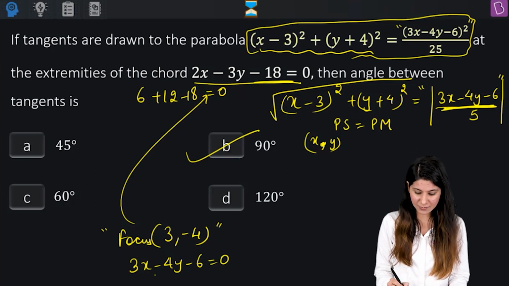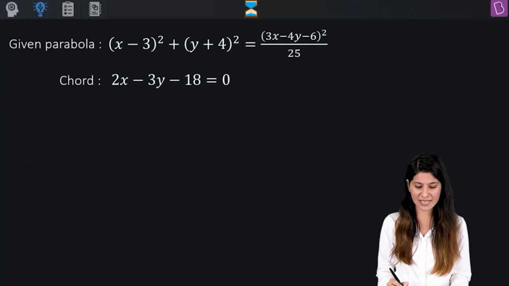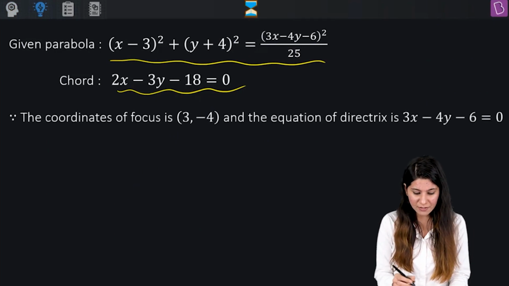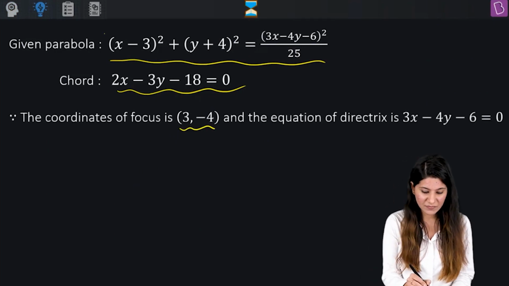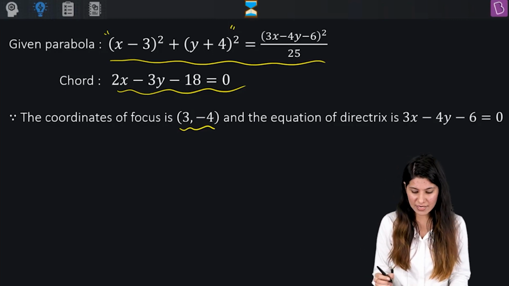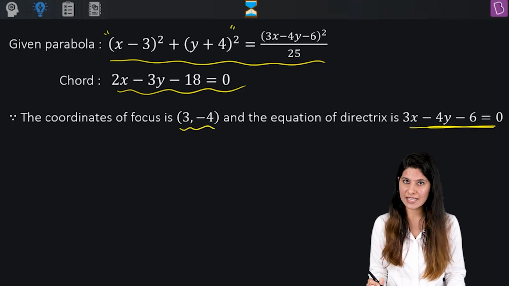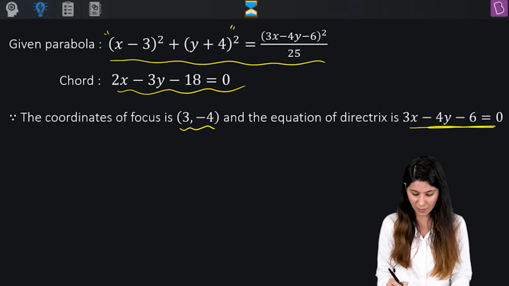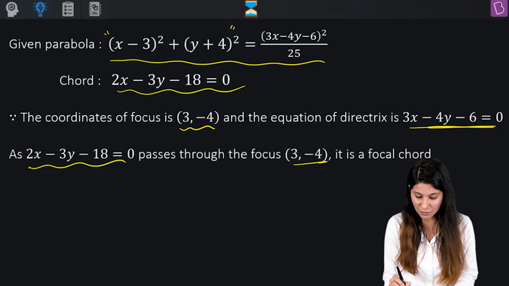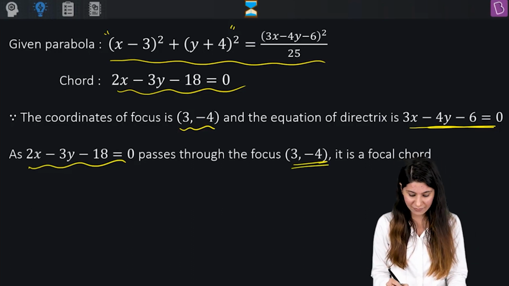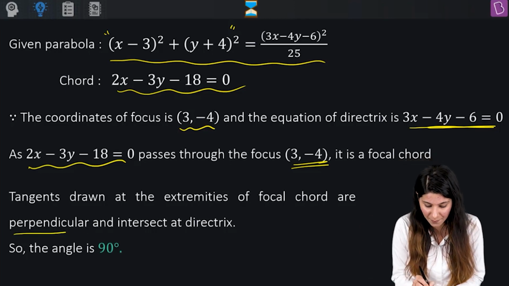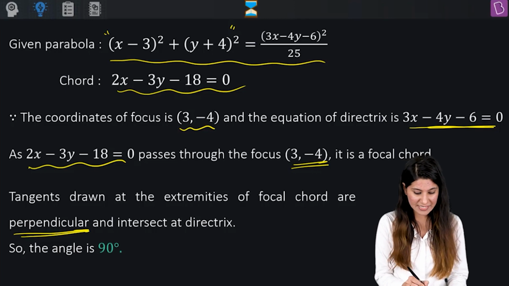Now is the time to write everything down very nicely. So this is the parabola, this is the chord. The coordinates of the focus are (3, minus 4), which we have already calculated, and the equation of the directrix is 3x minus 4y minus 6 equals 0. We all know that the chord given in the question is passing through the focus, so it is a focal chord. And we all know that tangents drawn at the extremities of a focal chord are perpendicular. That means the answer is 90 degrees.